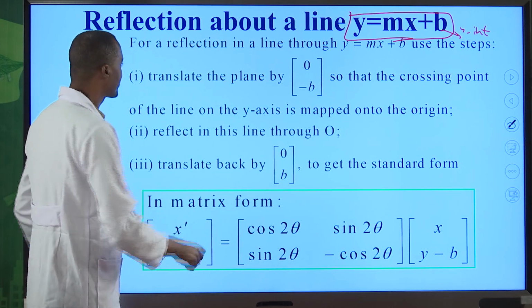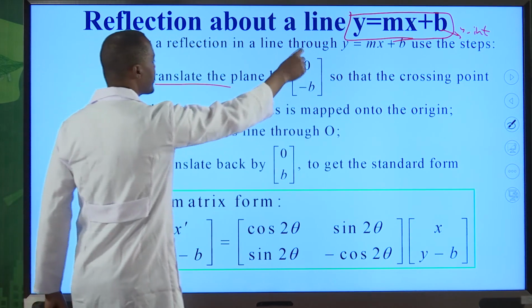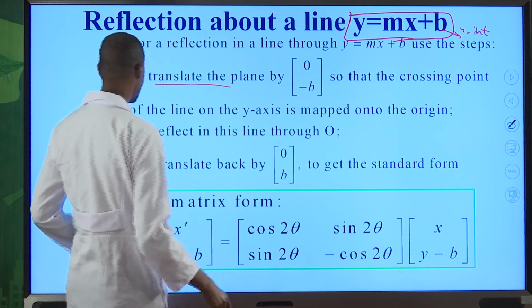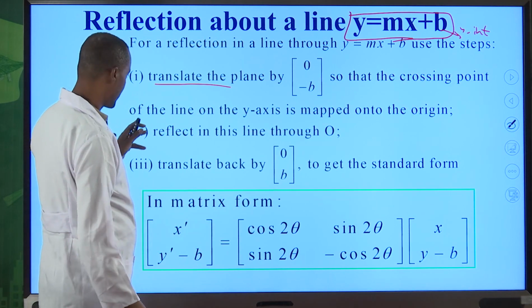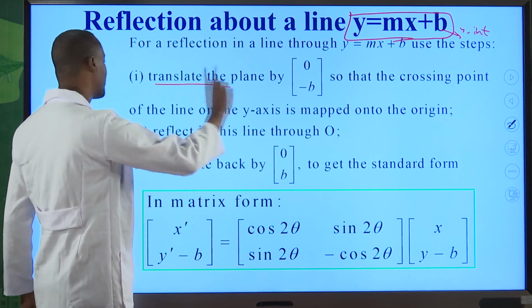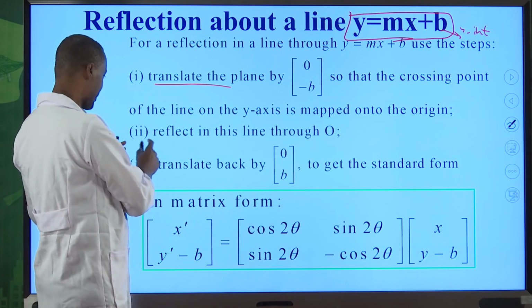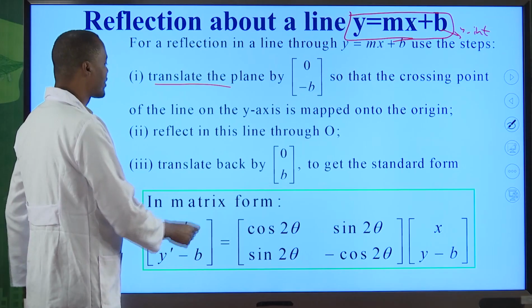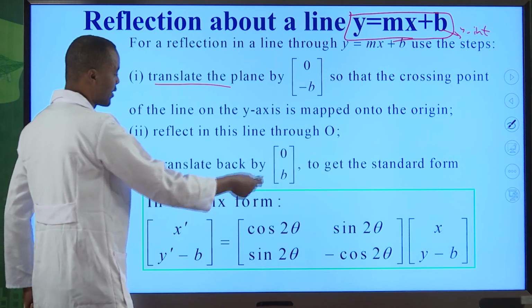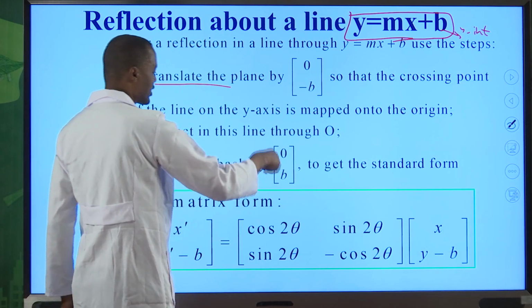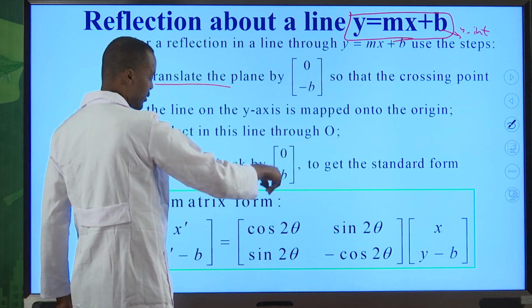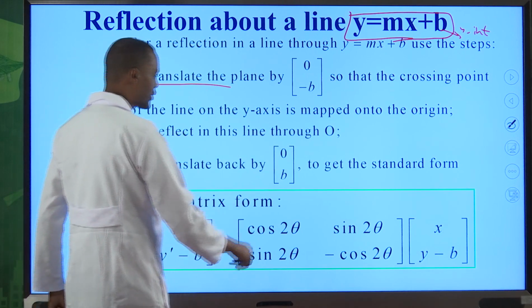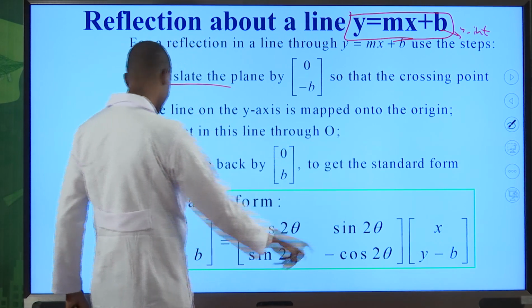The first step is to translate the plane by 0 minus b, so that the crossing point of the line on the y-axis is mapped onto the origin. This is simply the translation vector 0 comma minus b. The second step is to reflect in this line. Thirdly, translate it back with the translation vector 0 comma b. This is written in column matrix form to get the standard form.